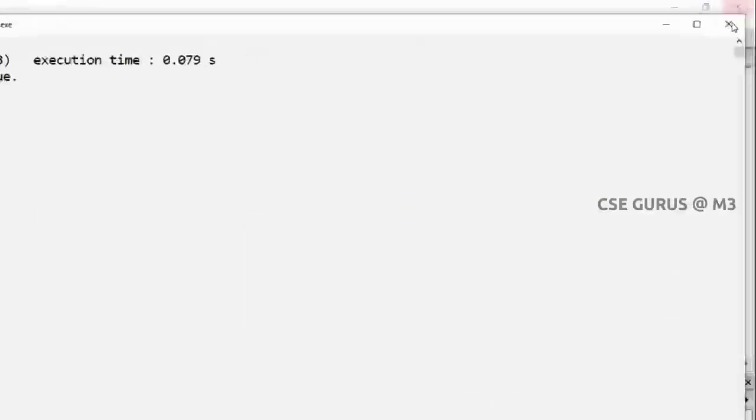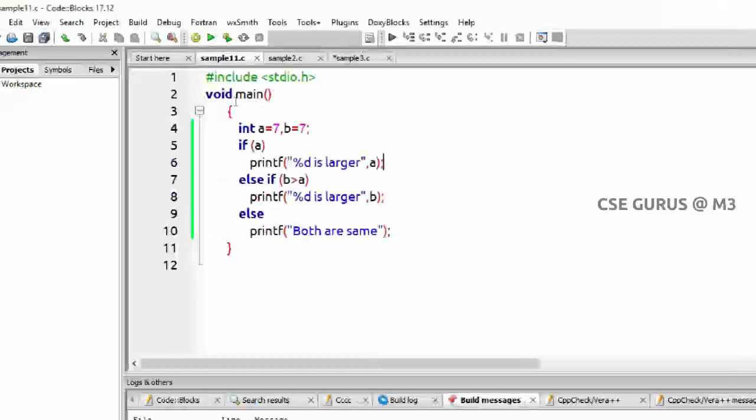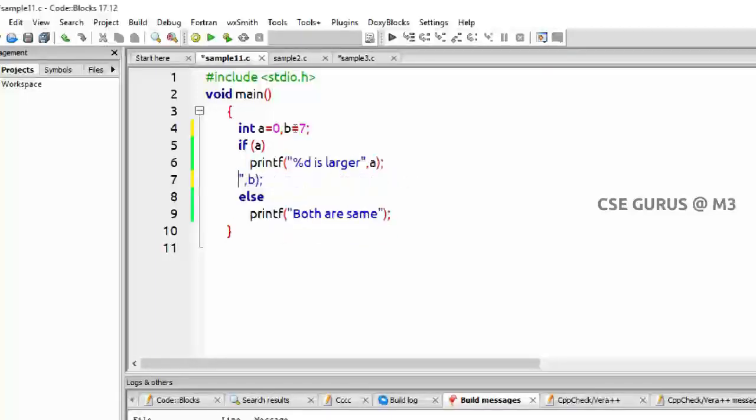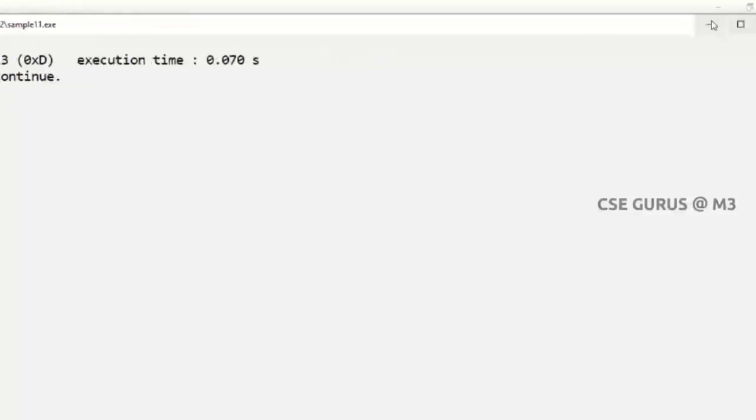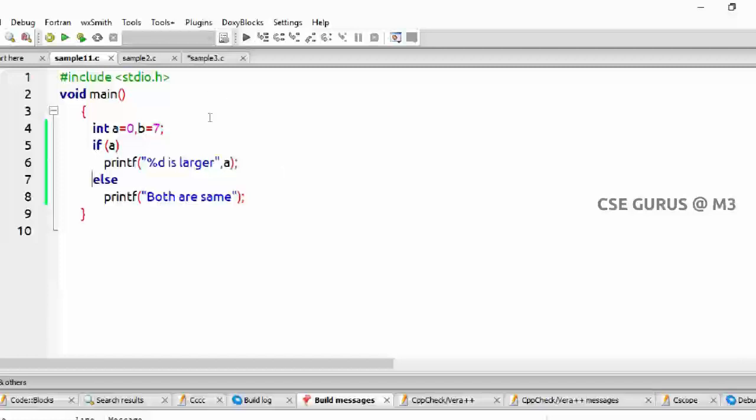7 is larger. Now let me take A value as 0. Then it has to come to the else if. I'll remove this one simply and write a very simple statement. If of A means 0, so this is false, which means it directly comes to the else part. So the output will be both are same. This is all we need to remember. It's not at all an error if you write like this.